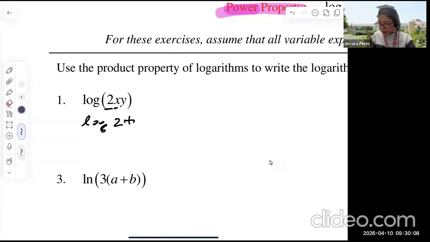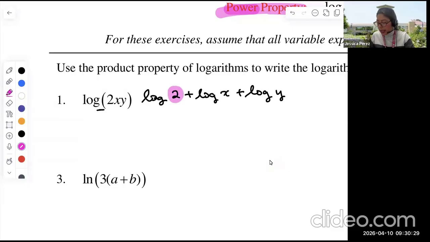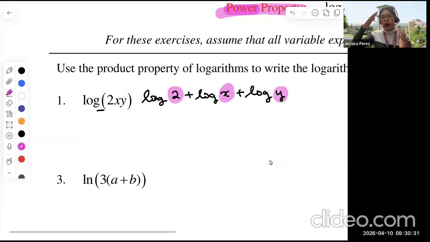Let me rewrite this. Log of 2, and it doesn't have a base. Do you see how the base is just going to be the common base of 10? Log of 2 plus log of x plus log of y. So see how the 2 times x times y, they're all split apart.